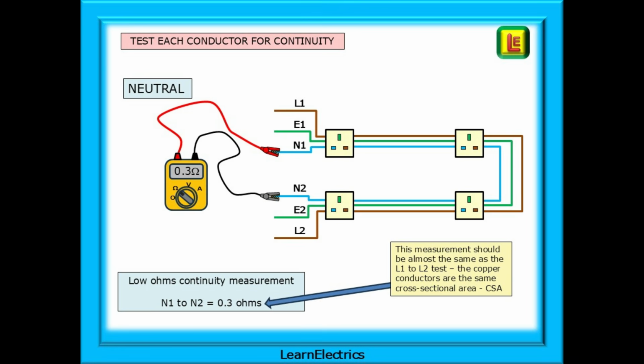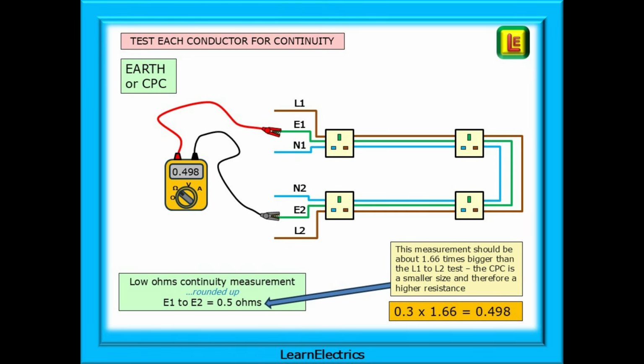Now, low ohms end-to-end test the neutral. This measurement should be almost the same as L1 to L2. The copper conductors are the same cross-sectional area, or CSA, and go to almost the same points in the circuit. So N1 to N2 should read 0.3 ohms, and shown here this is acceptable.